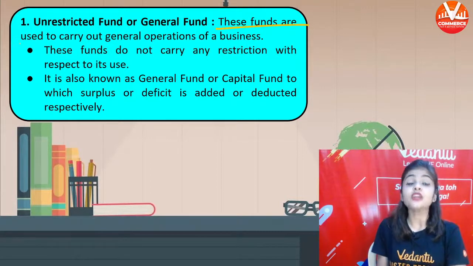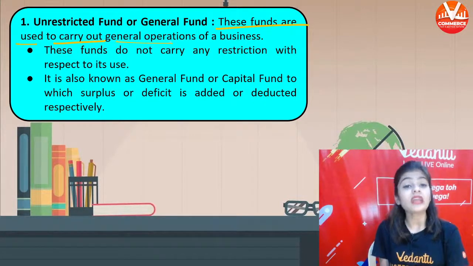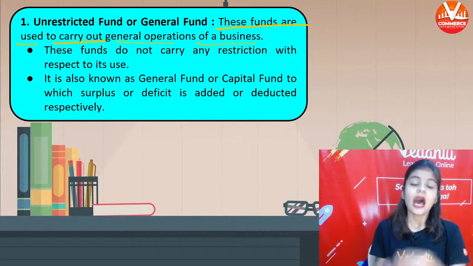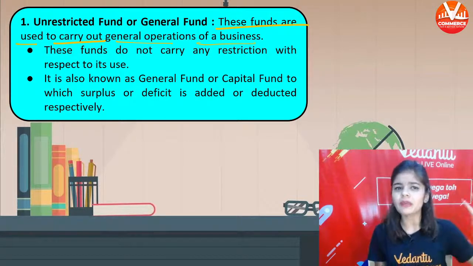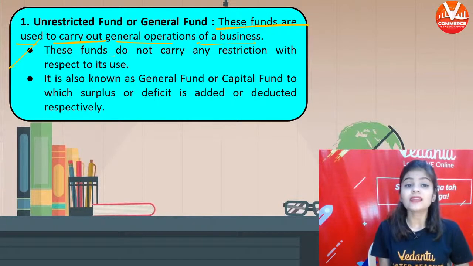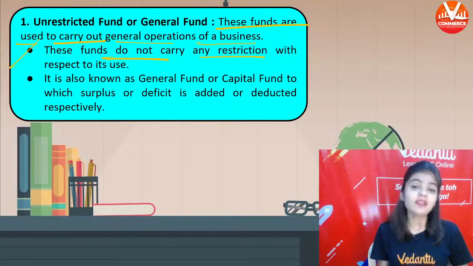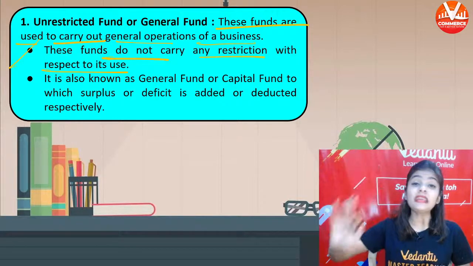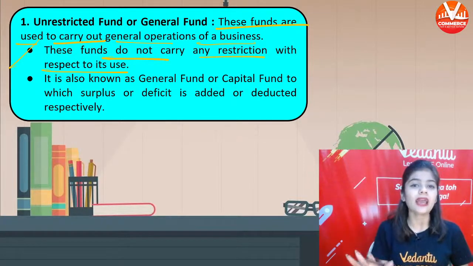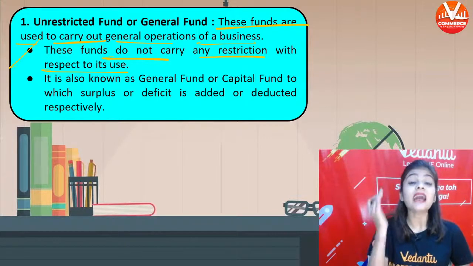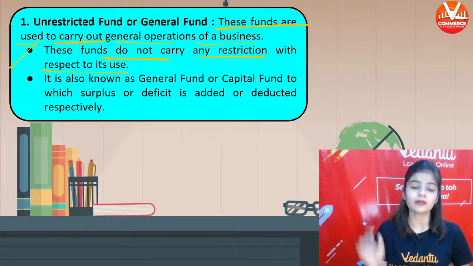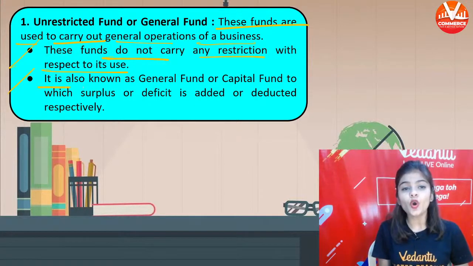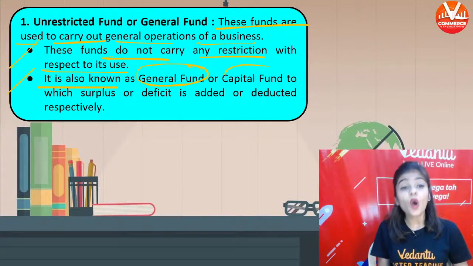These funds are used to carry out the general operation of a business. आप इनको यूज करोगे फॉर द जनरल ऑपरेशन ऑफ द बिजनेस. मतलब कोई भी काम के लिए यूज कर लो. Because they do not carry any restriction with respect to its use. इनके ऊपर कोई रिस्ट्रिक्शन नहीं है कि आपको यही यूज करना है. There is no restriction. These are unrestricted funds. You can utilize them for any purpose. And it is also known as general fund or capital fund.